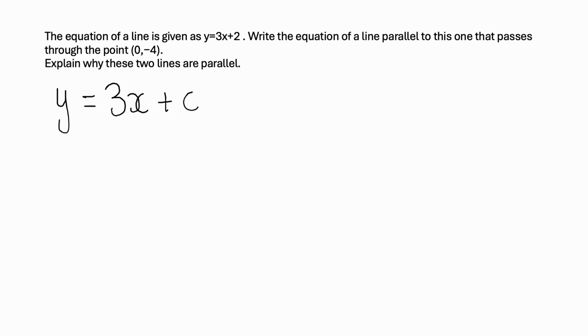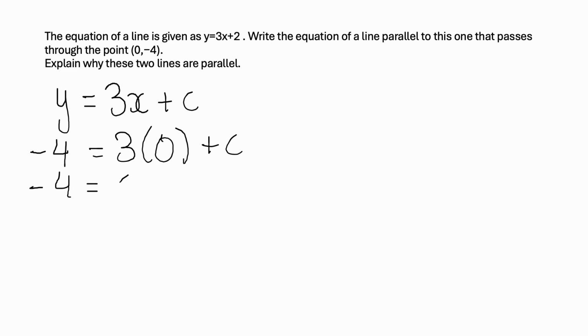Now it tells us that it passes through the point 0, negative 4. So what we can do here is essentially substitute our 0 and negative 4 in. So negative 4 is our y coordinate, so y is negative 4. 3, our x coordinate is 0, and then plus c. 3 times 0 is 0, so minus 4 is equal to c. So our equation of this line is going to be y is equal to 3x minus 4.